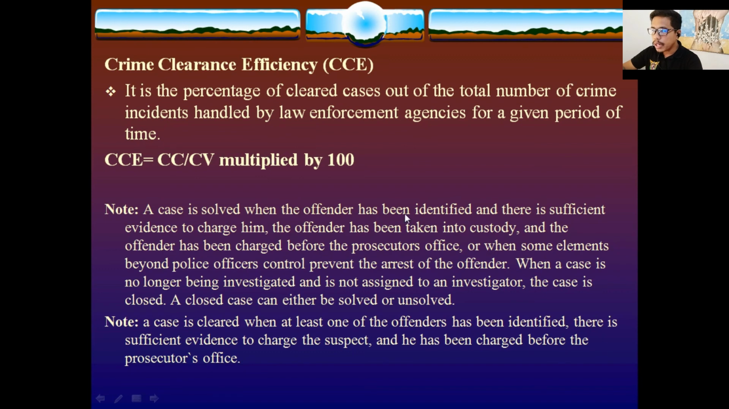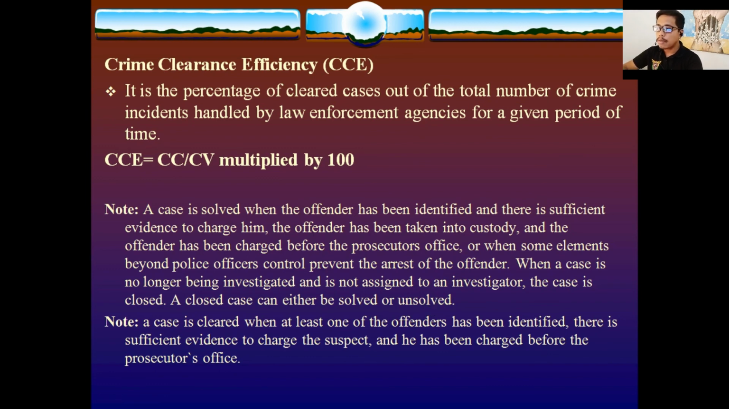I hope this will be understood, the difference between case closed and case cleared. A case is considered as solved when the offender has been identified and there is sufficient evidence to charge him, the offender has been taken into custody, and the offender has been charged before the prosecutor's office, or when some elements beyond police officers' control prevent the arrest of the offender. When a case is no longer being investigated and is not assigned to an investigator, the case is closed. A closed case can either be solved or unsolved.